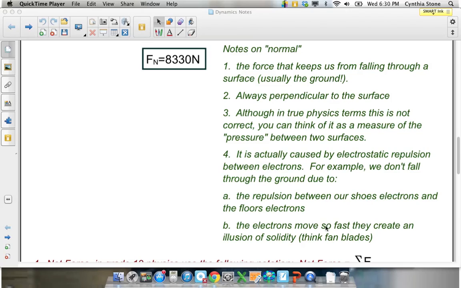This is where I said it's actually caused by the repulsion. There are two things that are actually happening. The repulsion between the electrons in our shoes and the electrons in the ground. The other thing is that things appear solid because all the particles in them are moving so fast, like a fan blade. If you have a fan and it's spinning, it looks like a solid. Even though the blades of a fan don't take up all the space, you'd never put your hand through if the thing is moving. It's kind of the same thing.